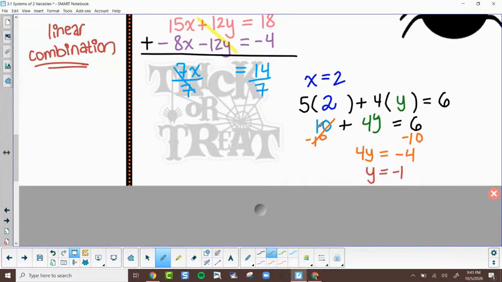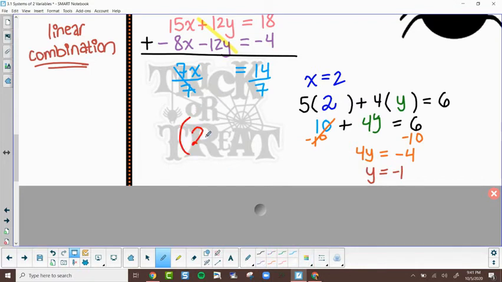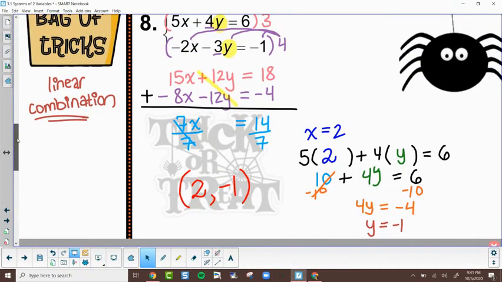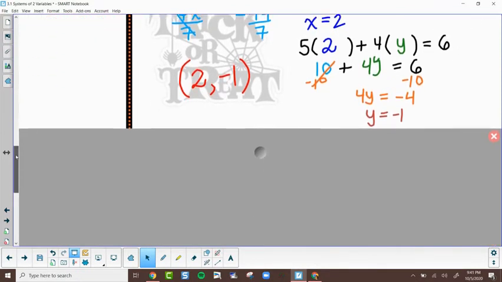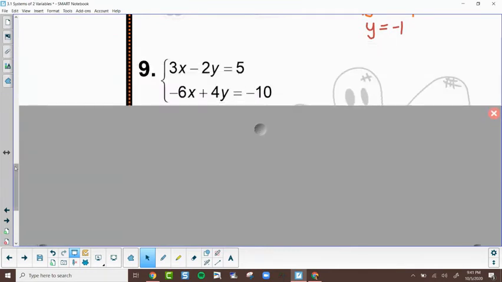Just make sure to write that final coordinate. So I've got x is 2, y is -1. Final answer, that is using elimination. So try to eliminate a variable and then plug back in to find the other one. All right, go ahead and try number 9, pause the video and see how far you get.